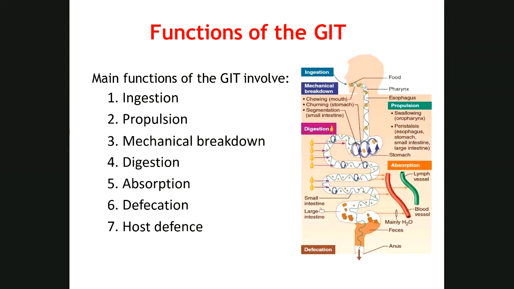The appendix is also a collection of lymphoid tissue. So all this lymphoid tissue helps to protect the body as a host defense against invading microorganisms. So these are the functions of the gastrointestinal system.